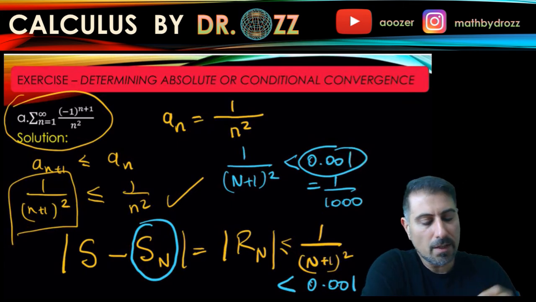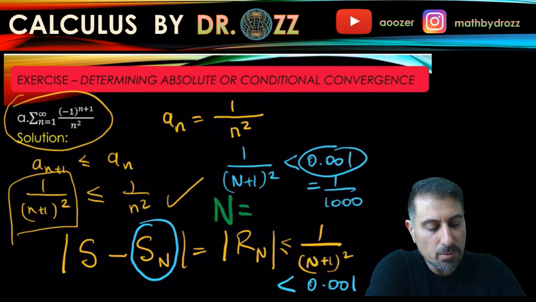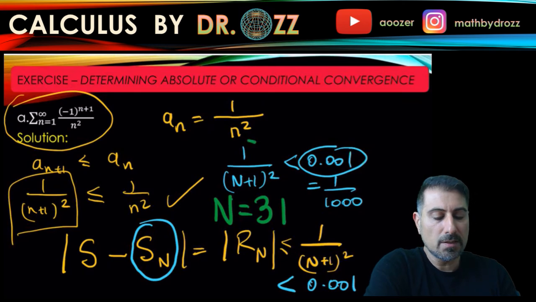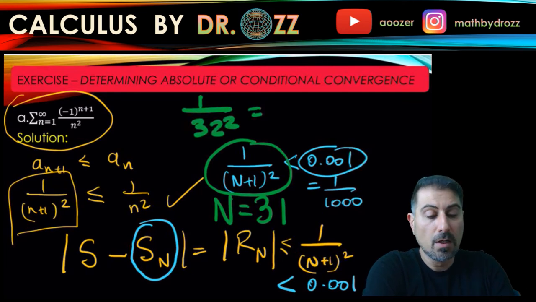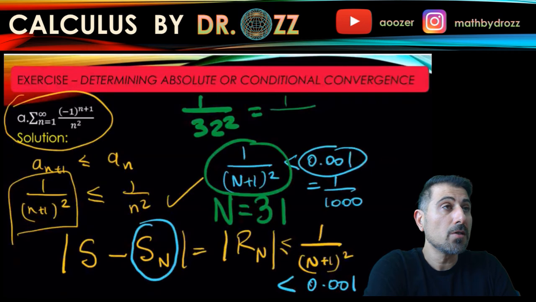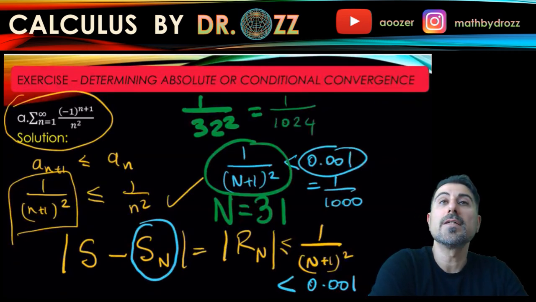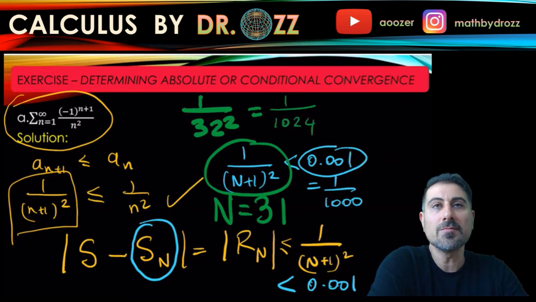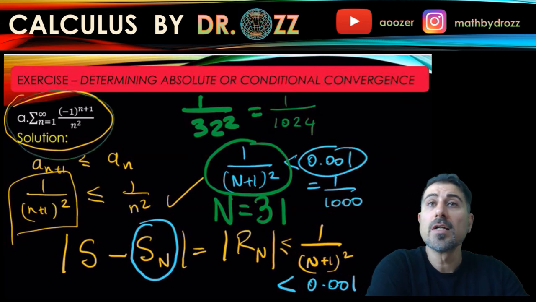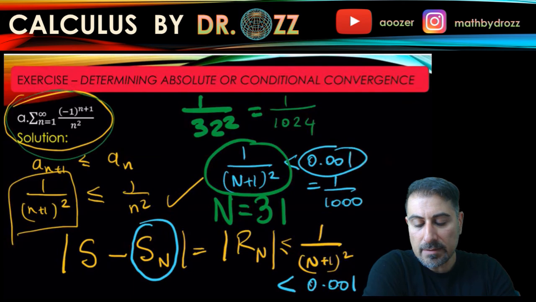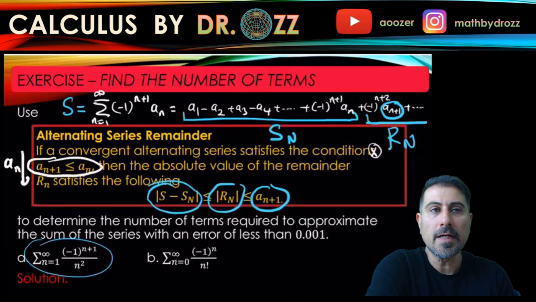I think that the best here is n equals 31. So let me just write here, n equals 31, so that this number becomes 1 over 32 squared, and that's equal to 1 over 1,024. Obviously, 1 over 1,024 is strictly less than 1 over 1,000. So that means that based on this analysis and the alternating series remainder theorem, I should keep 31 terms in the sum to approximate the actual value of the infinite series to have an error less than 0.001. Okay, I hope this is clear.